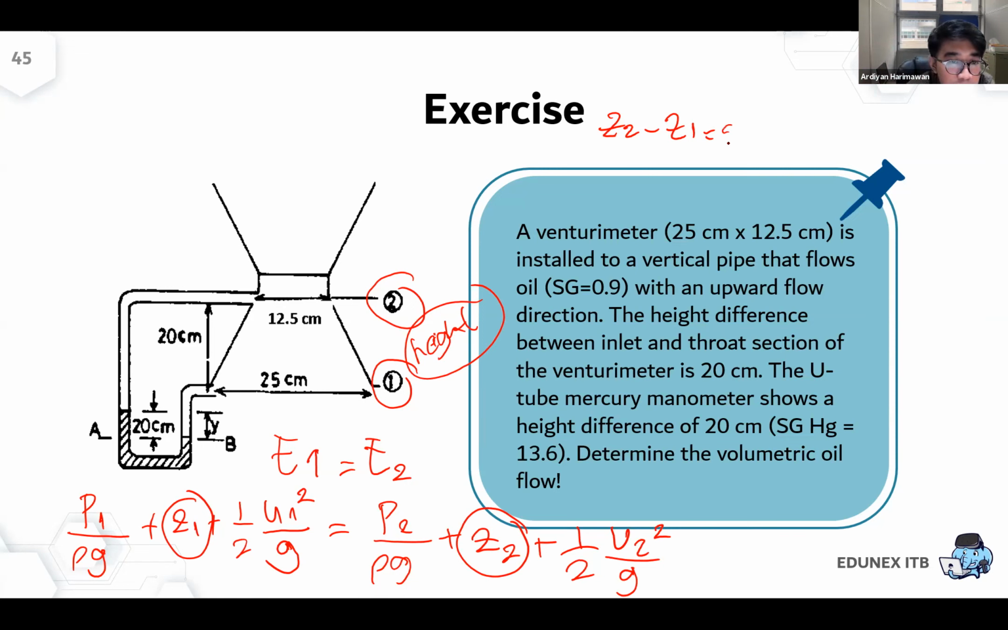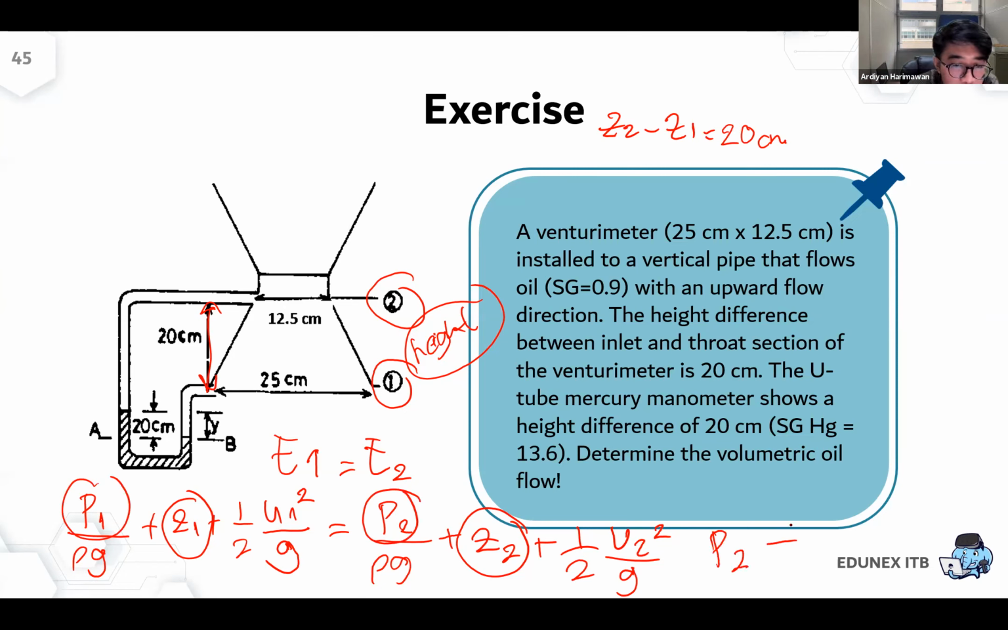20 centimeters. Yeah, this one. But before you input the number, please use consistent types of units. So if you want to measure with the SI unit, please convert it into meters. And then, how about the pressure difference here?